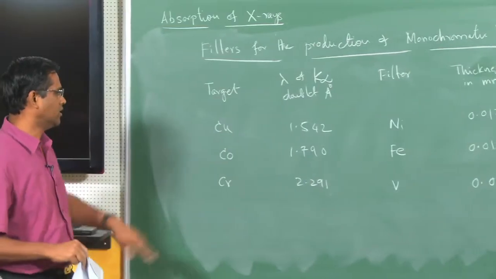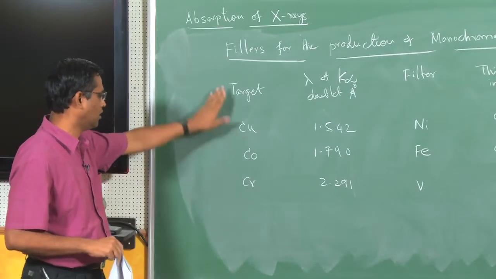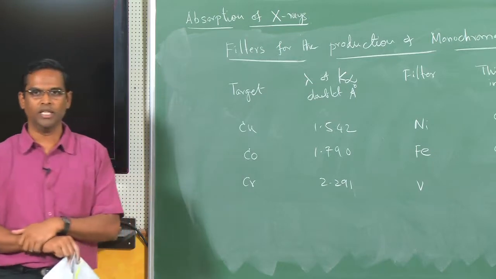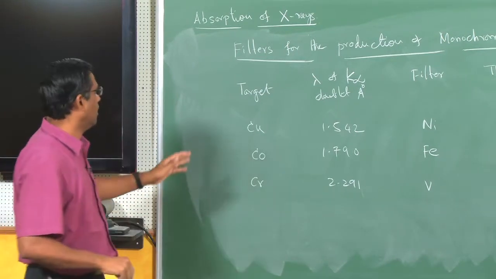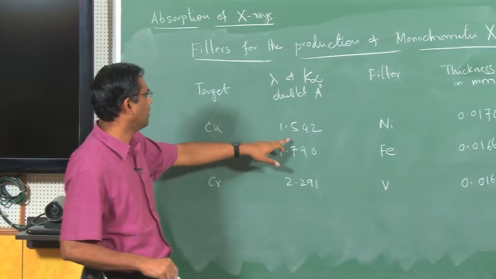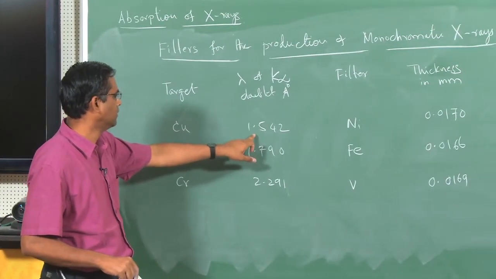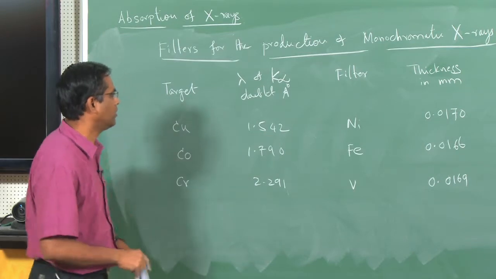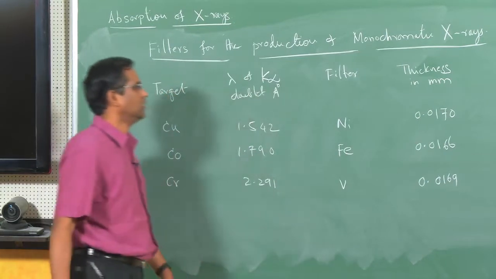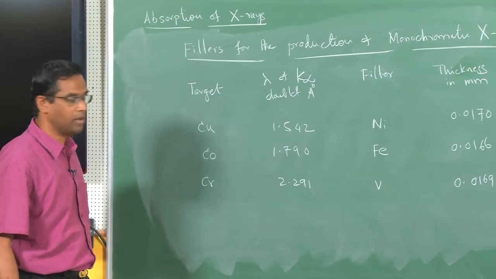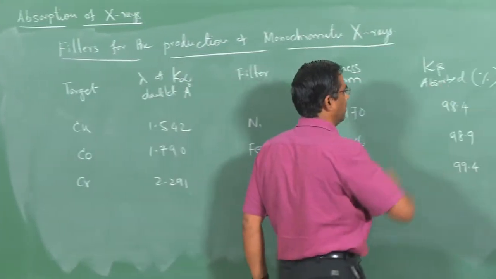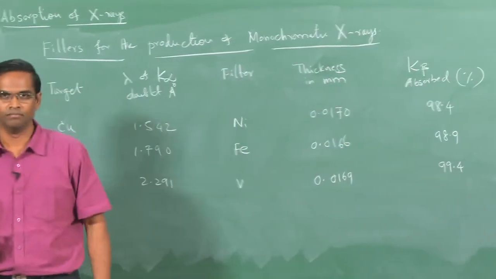What I have just given are the most prominent target materials one comes across in the X-ray lab. You have the copper target, a K alpha doublet wavelength of 1.54 angstrom. If you use a nickel filter of a thickness 0.017 mm, the K beta filtering will be about 98.4%.